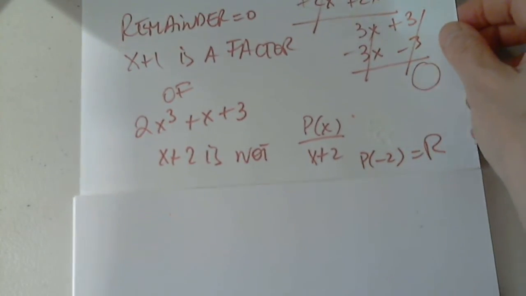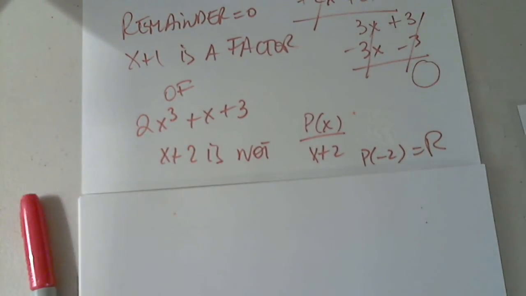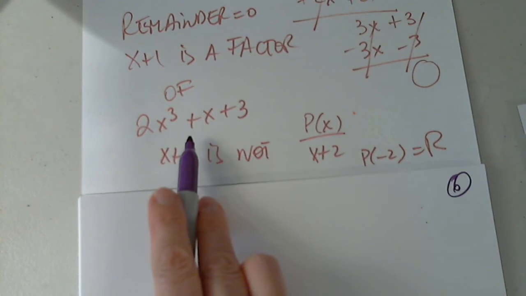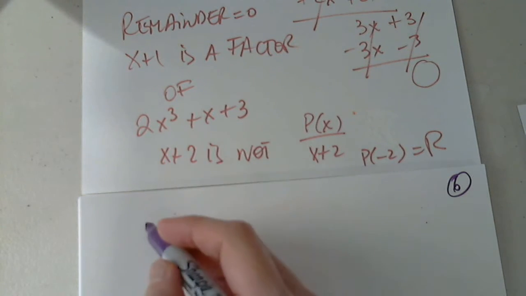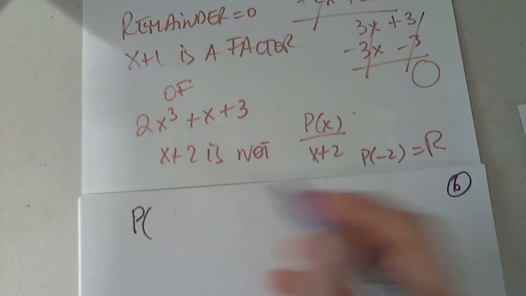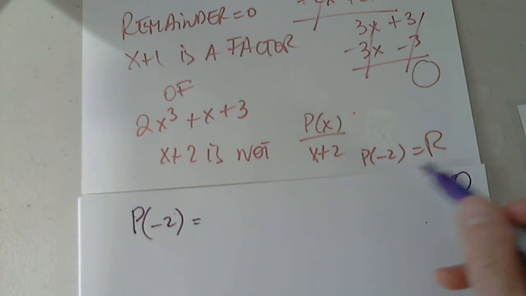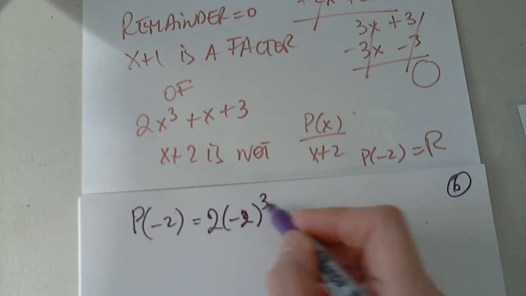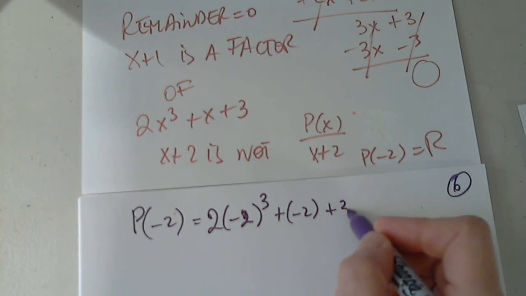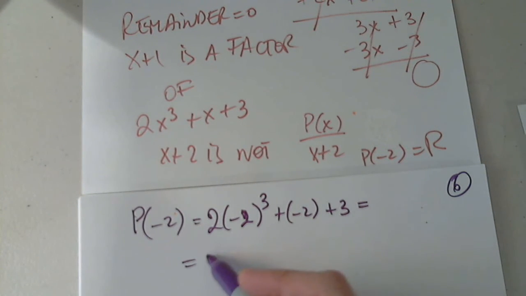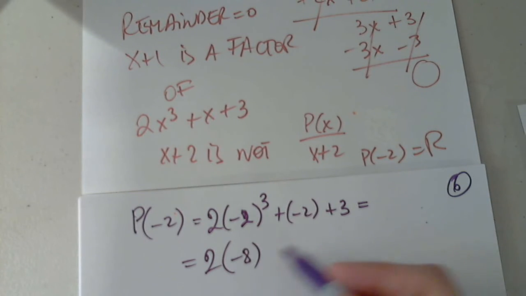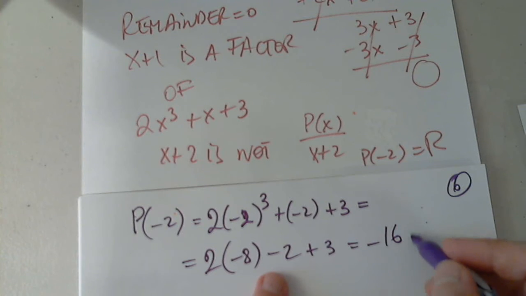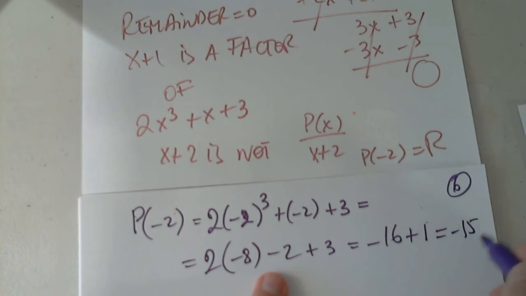Okay, so remember how to find the remainder. The polynomial is 2x cubed plus x plus 3. So I plug in negative 2 in this, and you will see the remainder will not be 0. So 2 times negative 2 to the third plus negative 2 and plus 3. 2 multiplied by negative 8 minus 2 plus 3. This is negative 16. This is positive 1. And this is negative 15.